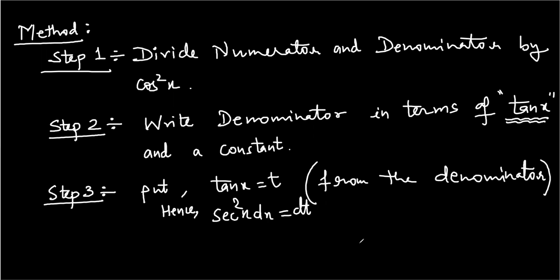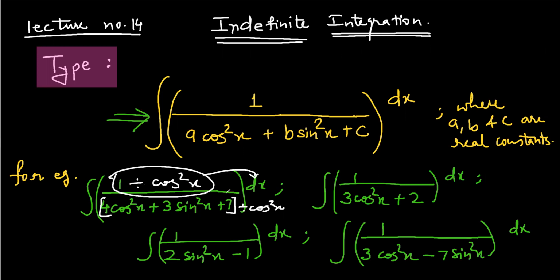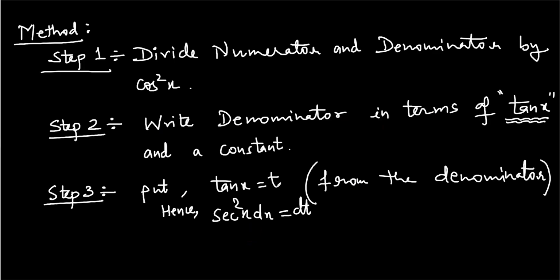And don't forget that after you have divided numerator and denominator by cos square x, this numerator would have turned into sec square x dx. So this sec square x dx would get you dt. Okay, so put tan x as t, hence sec square x dx is dt.